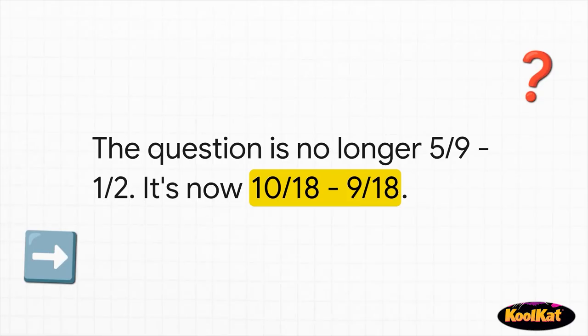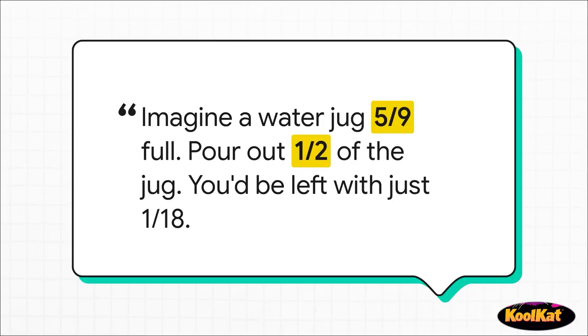So this is the really crucial part. We're not solving 5/9 minus 1/2 anymore. Nope, we're solving a much, much simpler question. What is 10 slices minus 9 slices? And the answer is 1. You've got 1 slice left. 1 single slice from a pizza that's been cut into 18 pieces. The answer is 1/18. You know, this same logic works for anything, not just pizza.